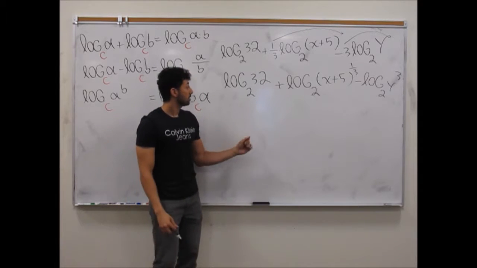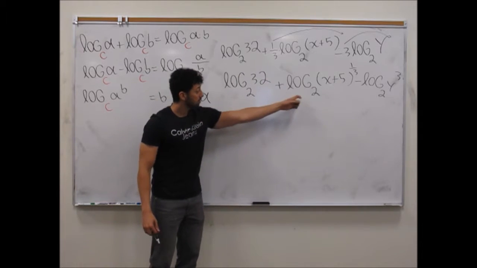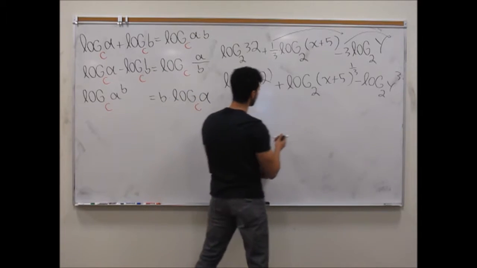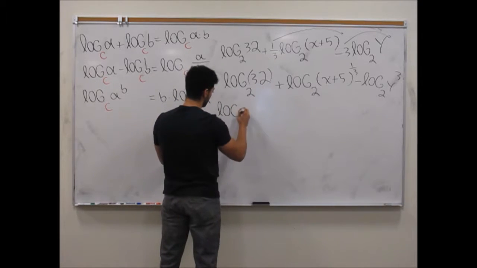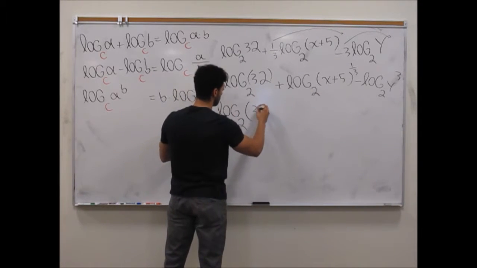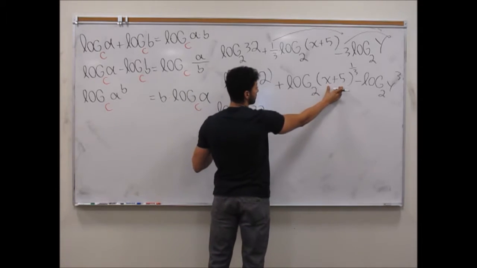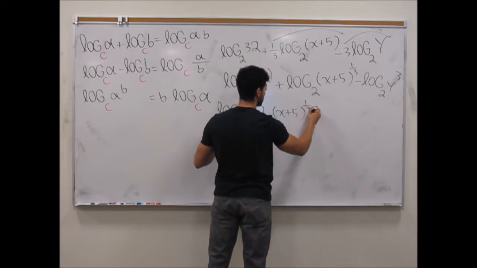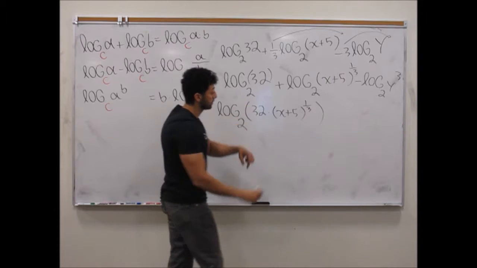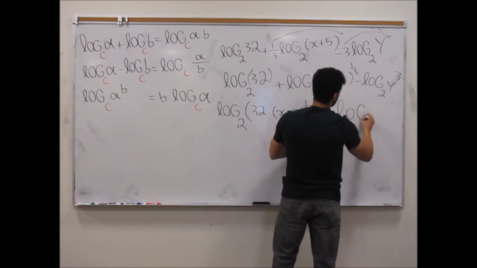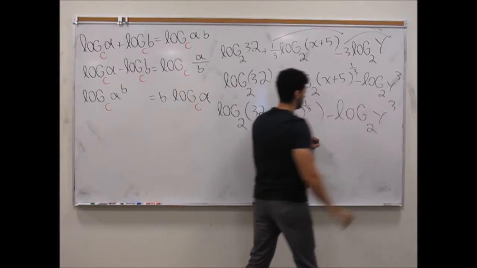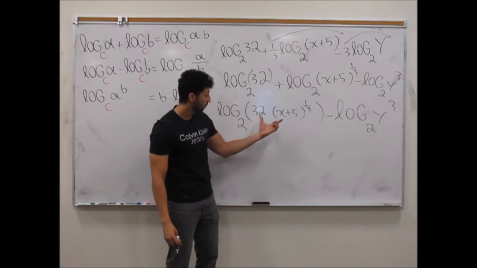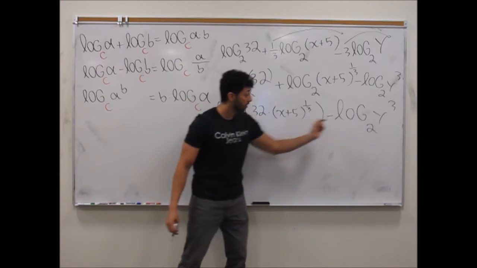Okay, so now we have it looking like this. I'm not going to simplify this. This addition in between these implies that the insides of the logs should get multiplied together. So 32 should get multiplied to whatever is inside of here, which is x plus 5 to the 1/3. Like that. Minus log base 2 of y cubed. Now what this subtraction is saying is that whatever is inside of this log should get divided by whatever is inside of that log.